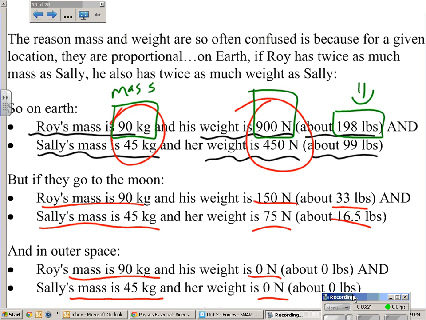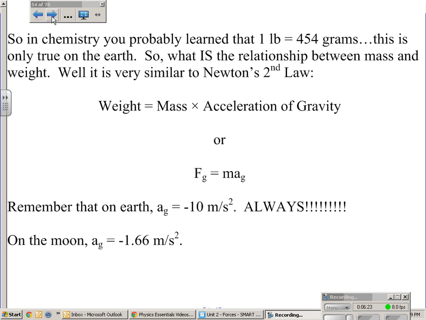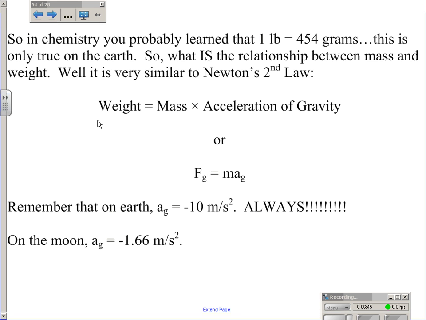So now, what's the connection between weight and mass? Well, in chemistry, you probably learned that a pound is 454 grams. Unfortunately, that's only true on the Earth. In physics, we use a more solidified relationship between mass and weight, and it's very similar to Newton's second law. Here's what it says: to calculate the weight of an object, you take the mass of the object and multiply it by the acceleration of gravity.